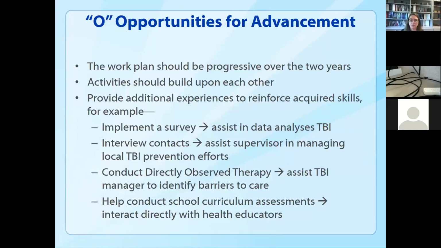Conduct direct observed therapy or assist the TBI manager to identify barriers or care. So whether it's return to learn or any of those kinds of interventions. And finally, help conduct school curriculum assessments. And then in that one, they would interact directly with the health educators. And so this is an example of increasing the level of complexity that's involved in those activities, and then also the level of responsibility.